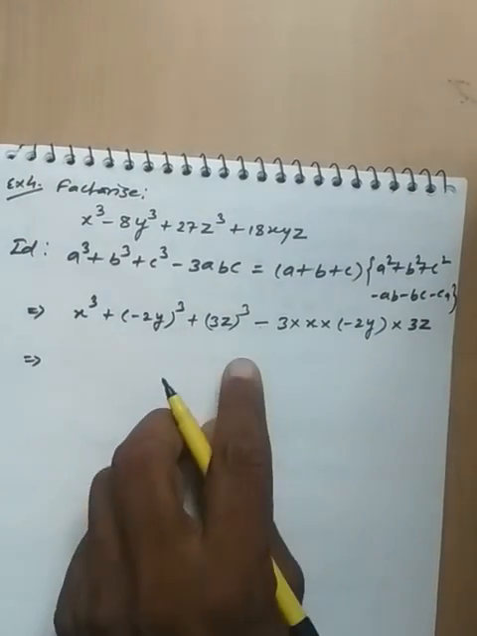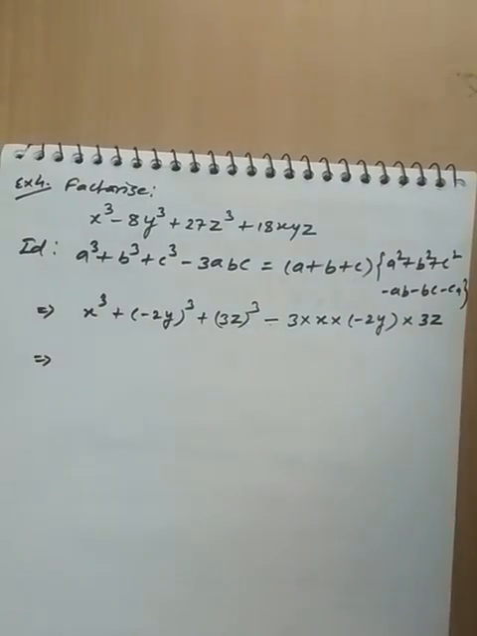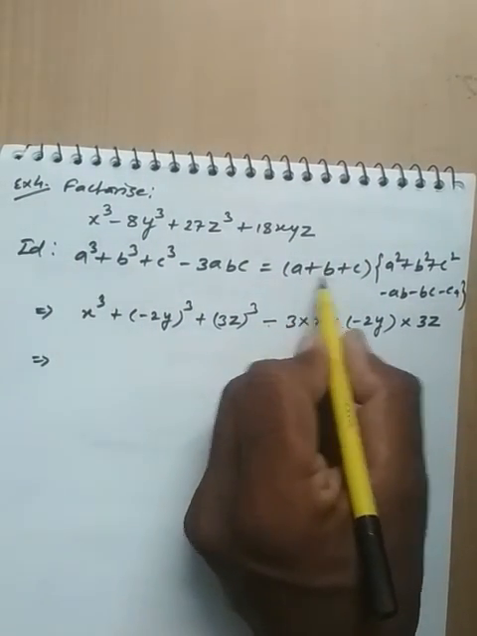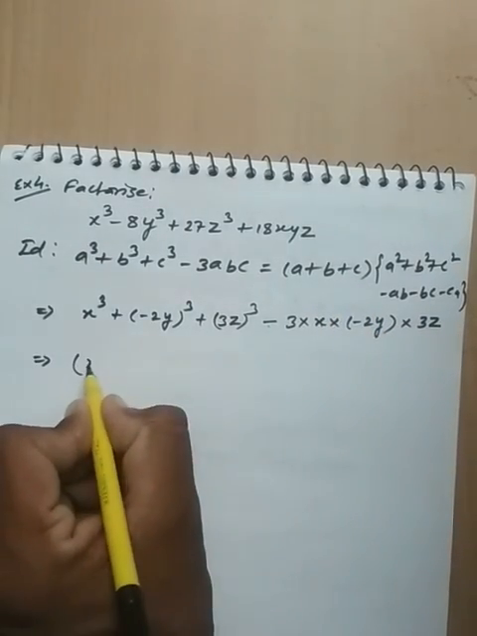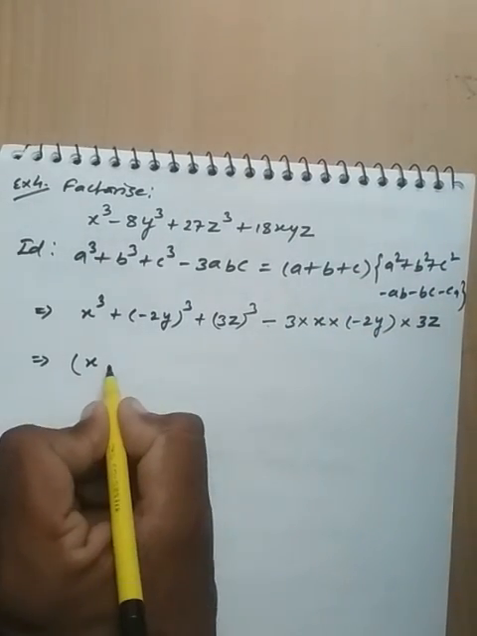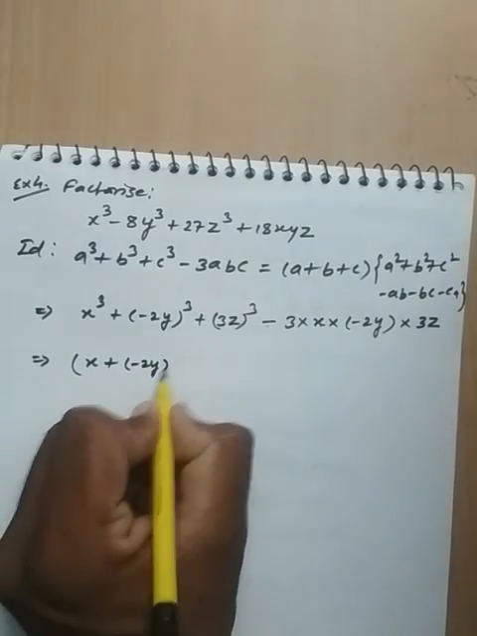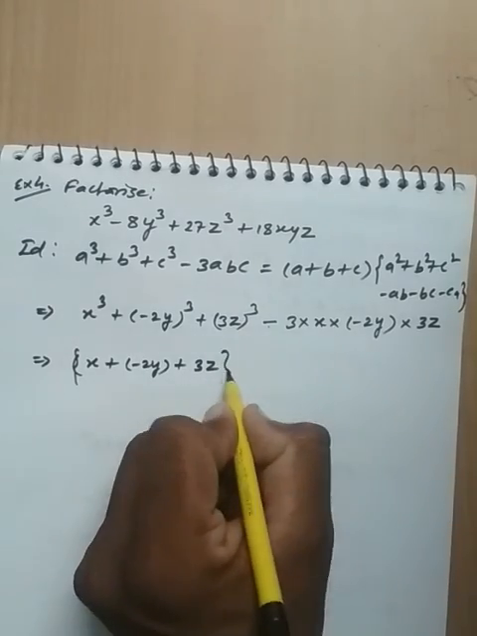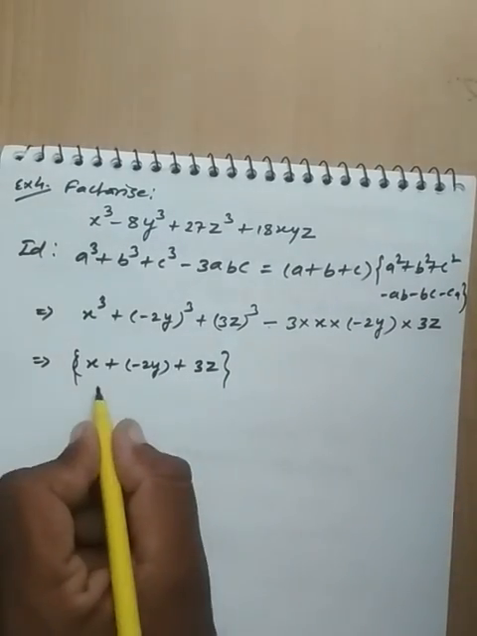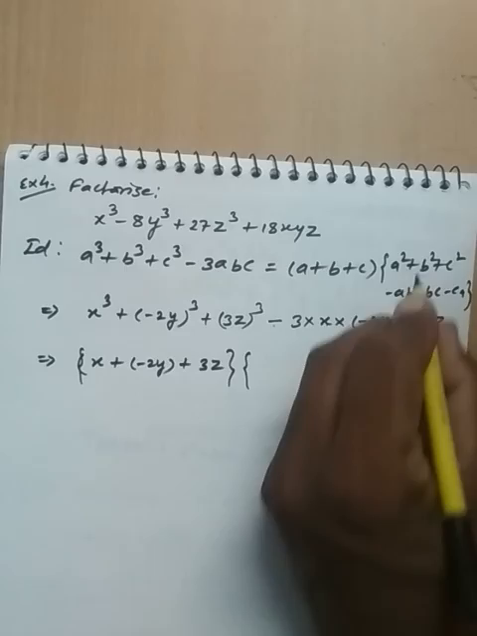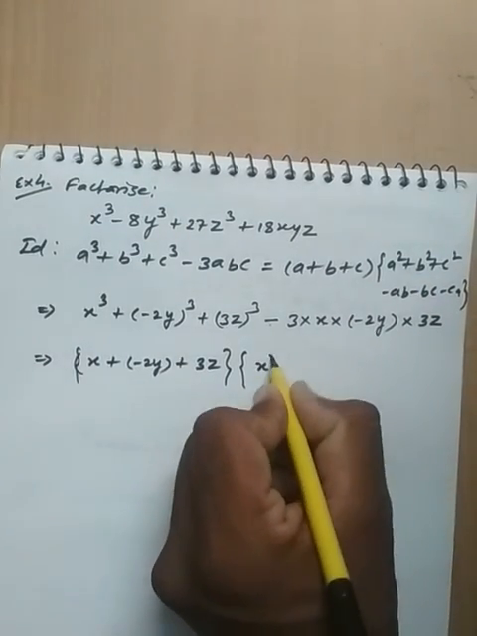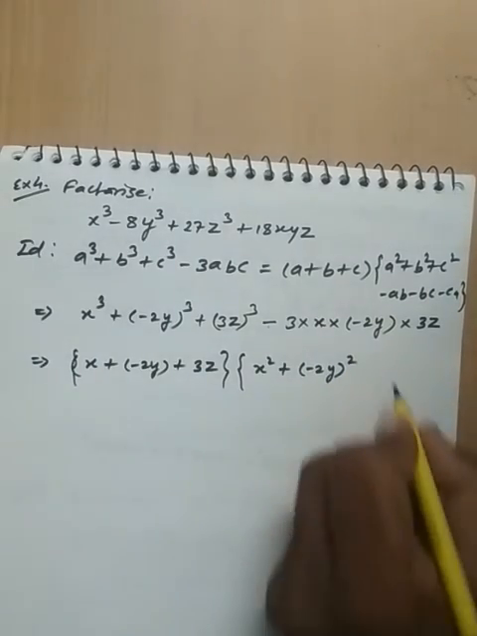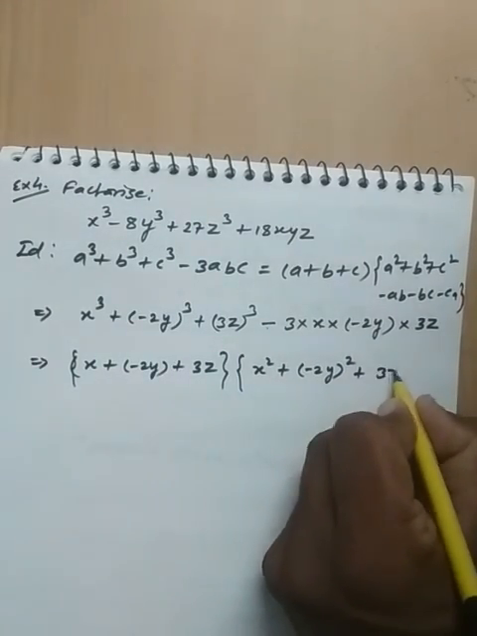So our LHS part is equivalent to our question. So we can put the RHS part (a plus b plus c). Here x plus and again minus 2y, and plus c, in place of c 3z, is the first bracket. In the second bracket a square is x square, again b square means (minus 2y) square, and here c square, in place of c 3z.